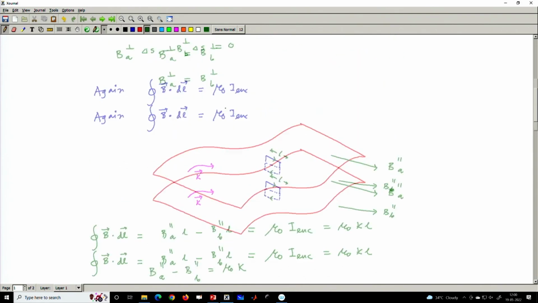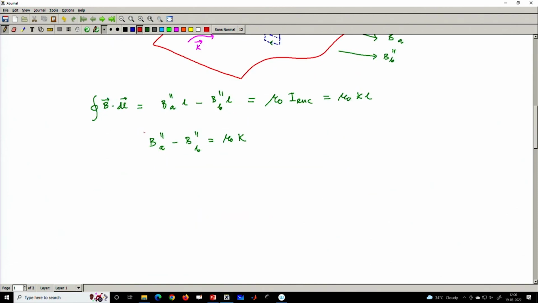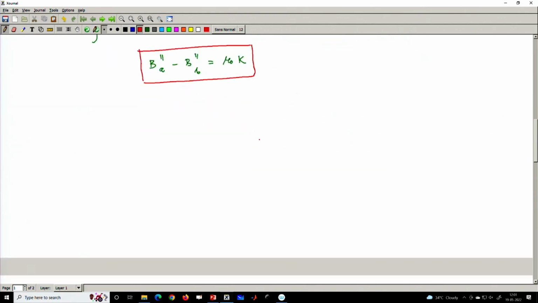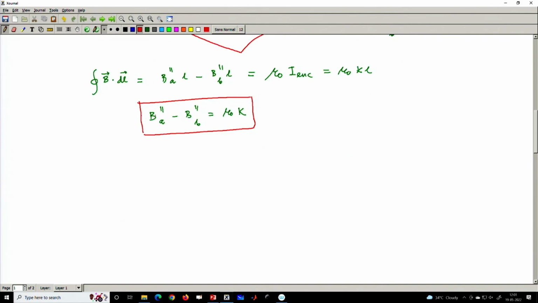So, here we can see that in the previous case the perpendicular component of the magnetic field was conserved, but here we see the parallel component is not conserved. If there is a surface current there, then it depends on the surface current K. If the surface current is 0, however, you can have the parallel component be continuous again.